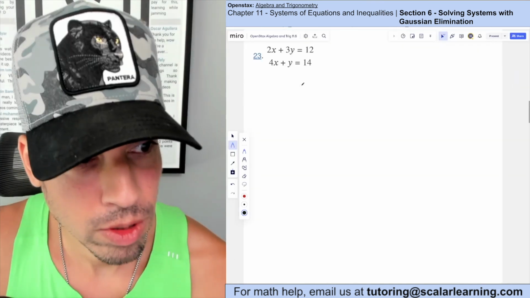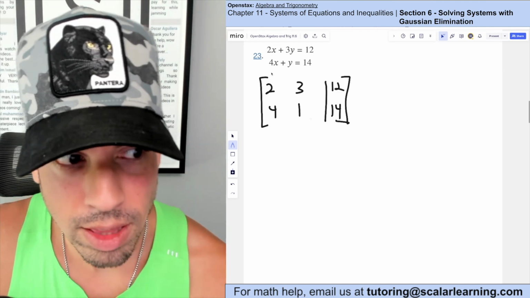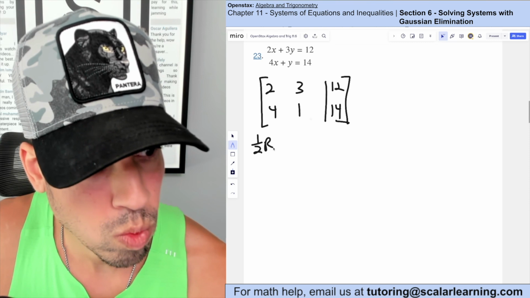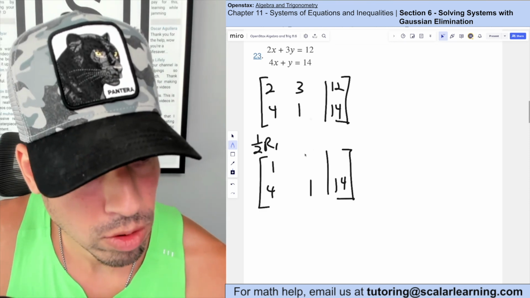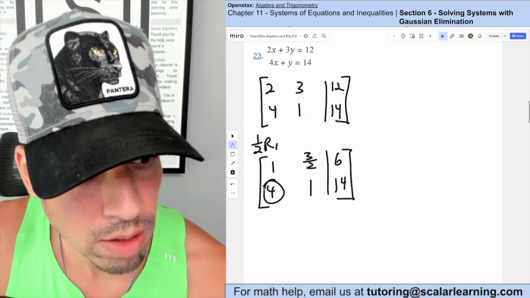Done. All right, so for this one first, let's put it into our nice matrix format. Okay, so the first thing I'd love to do is flip that to a 1. So I'm going to multiply row 1 by 1/2. So let's write that out. Half of 2 is 1, half of 3 is 3/2, half of 12 is 6. Cool. Now I'd love to zero this out.